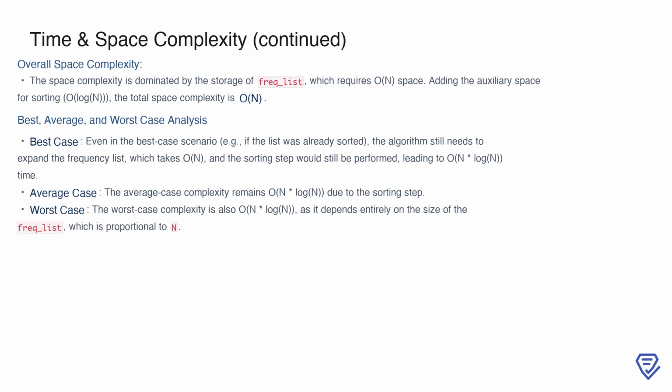Now, let's analyze the best, average, and worst case scenarios. In the best case, even if the list is already sorted, we still need to expand the frequency list, which takes O(n), and the sorting step must still be performed, resulting in O(n log n) time. For the average case, the complexity remains O(n log n), as the sorting step dominates. In the worst case, the time complexity is again O(n log n), because it depends solely on the size of the frequency_list, which is proportional to n. This consistency across all cases emphasizes the efficiency of our approach.